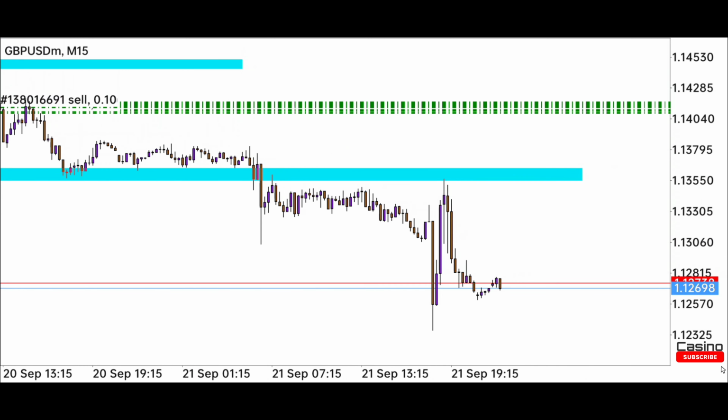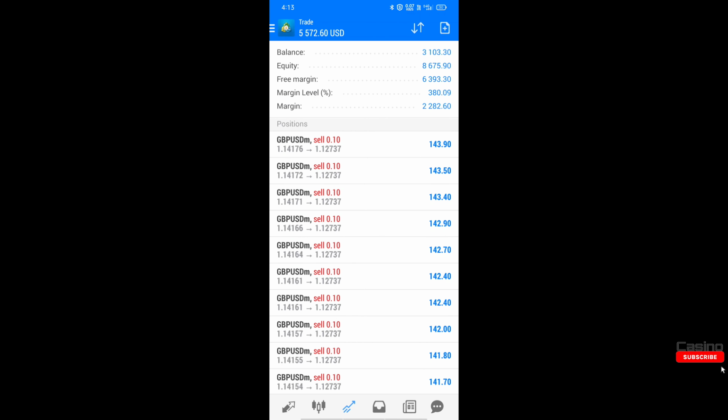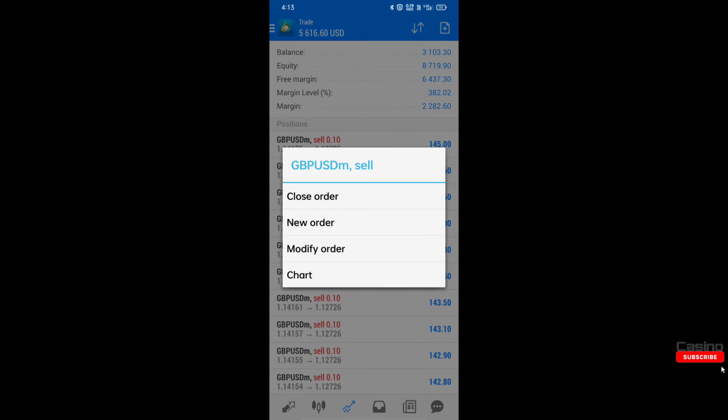Let's close the trade, it's been a long time. Guys, our profit is running $5,572, which is target achieved. Let's close it now. Too much greed in the market is a bad thing.